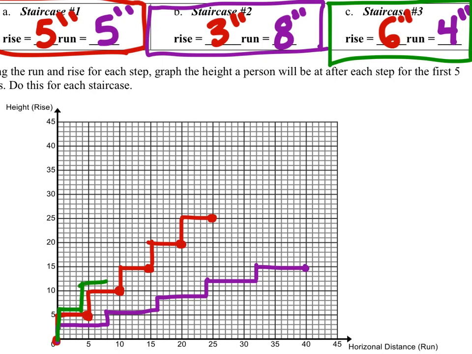And then once again I'm going to go up 6 and to the right 4. And now I'm on my third step so far. Now I've got to go up 6 and then to the right 4. And then finally up 6 more and to the right 4. So there are our 3 staircases, and it appears that staircase 3 is the steepest.